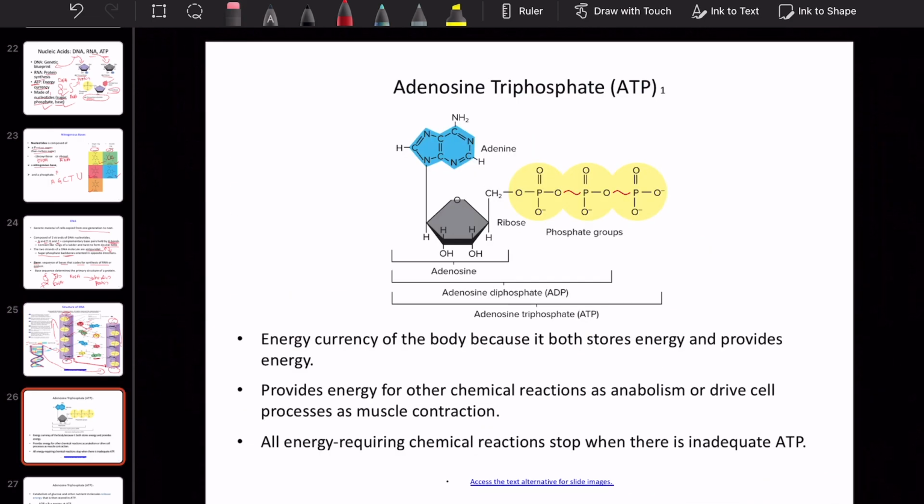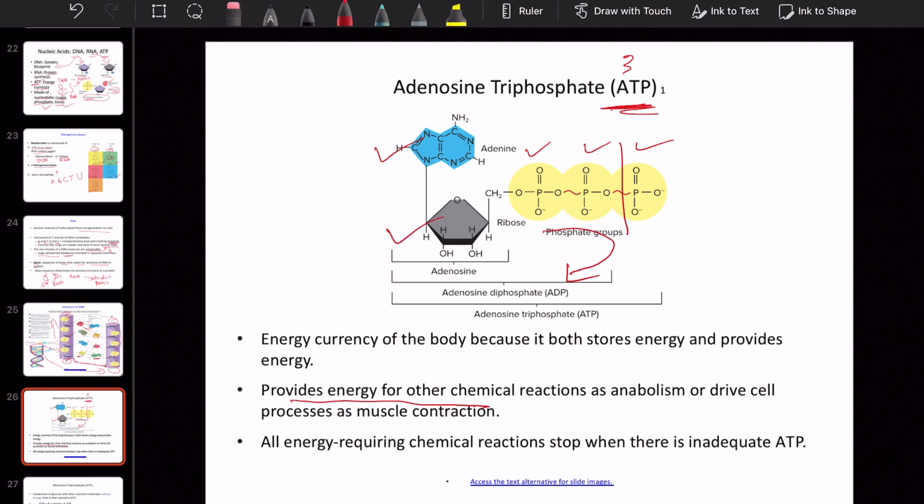Adenosine triphosphate: adenosine is a sugar and a nitrogenous base, then the phosphate groups. In ATP, triphosphate means there should be three phosphate groups: 1, 2, 3. So here this is adenosine triphosphate. If we lose one phosphate, it becomes what? Adenosine diphosphate. ATP provides energy for all chemical reactions.